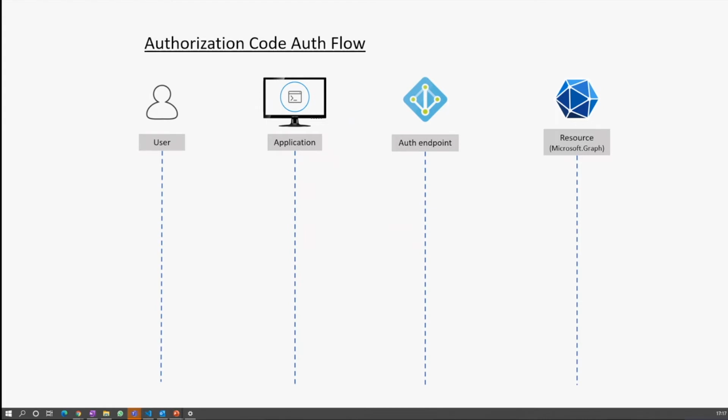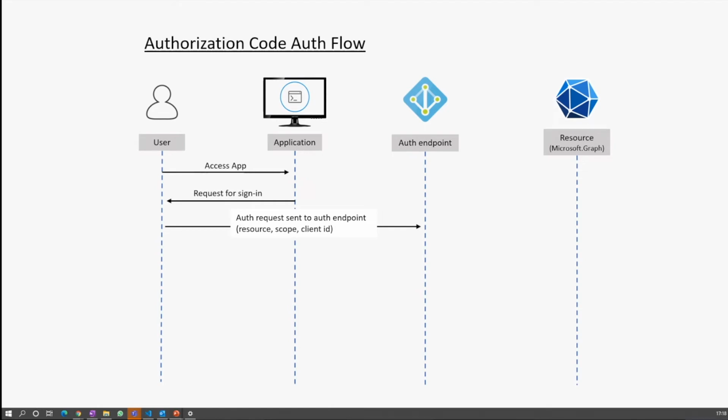This is the authorization code auth flow, and this is used with the delegated permission type because it requires a user sign in. Sorry for that. So what happens is the user starts to access the app. The app will request a sign in. The sign in request is sent to the authentication endpoint with the resource scope and the client ID.